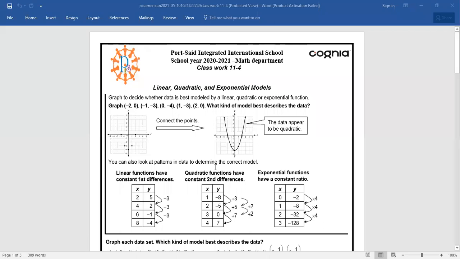If I have the ordered pairs like this, I have 0 and negative 2. The second ordered pair is 1 and negative 8. The third ordered pair is 2 and negative 32.